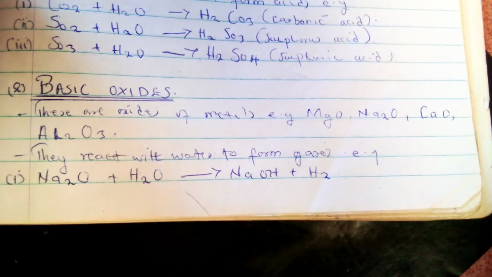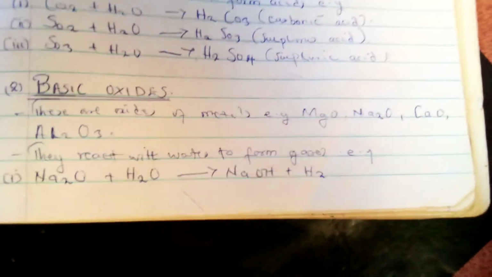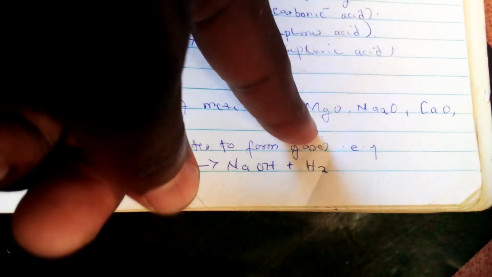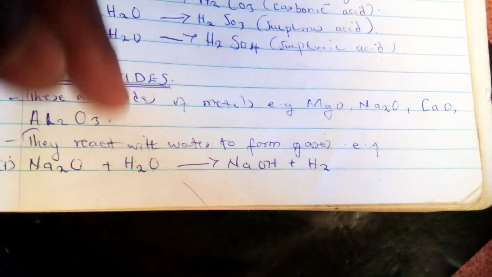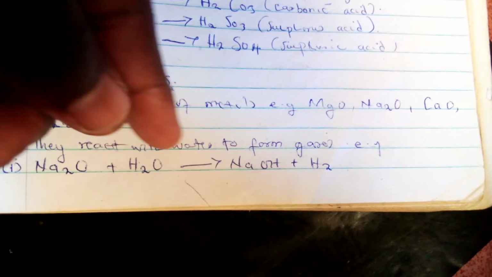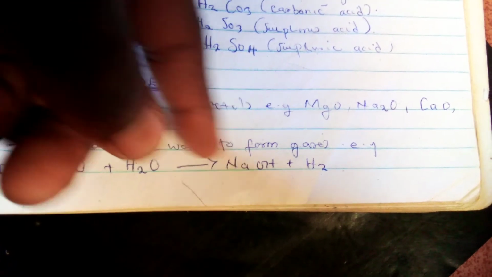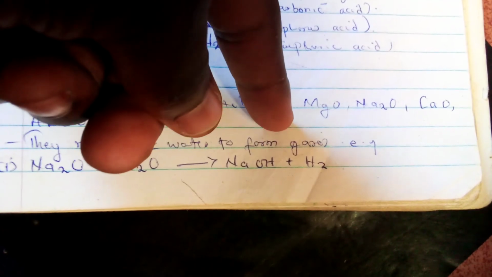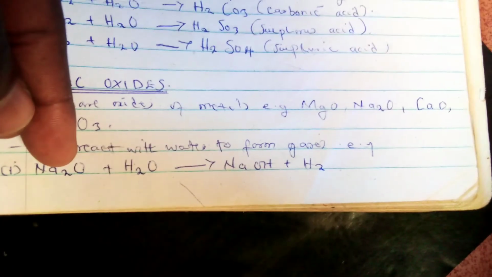Then basic oxides. These basic oxides are oxides of metals, meaning when a metal reacts with oxygen, they form an oxide of metal. For example, magnesium oxide, calcium oxide, aluminium oxide. So when these react with water, they form bases. You get it? So sodium oxide plus water gives sodium hydroxide.